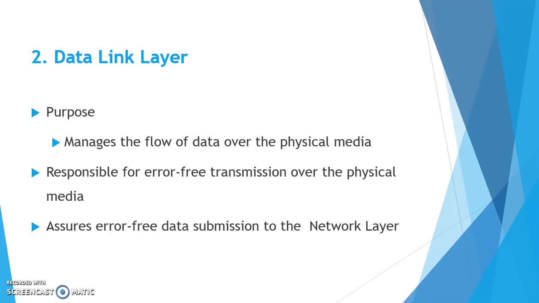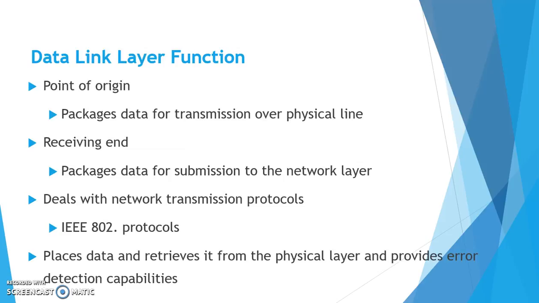The data link layer manages the flow of data over the physical media, is responsible for error-free transmission over the physical media, and assures error-free data transmission to the network layer. The functions of the data link layer: it packages data for transmission over the physical line, and packages data for submission to the network layer. It deals with network transmission protocols, that is IEEE 802 protocols, places data on and retrieves it from the physical layer, and provides error detection capabilities.